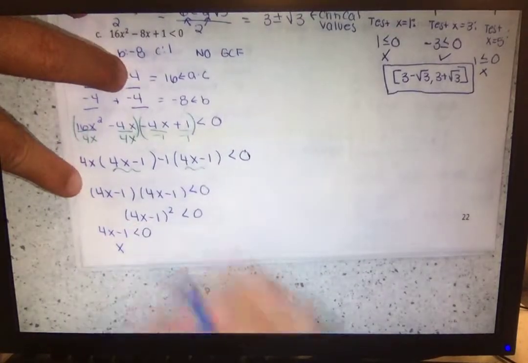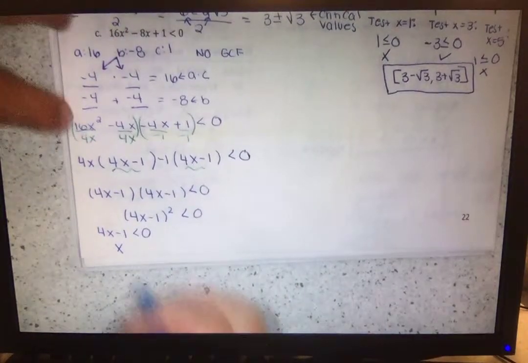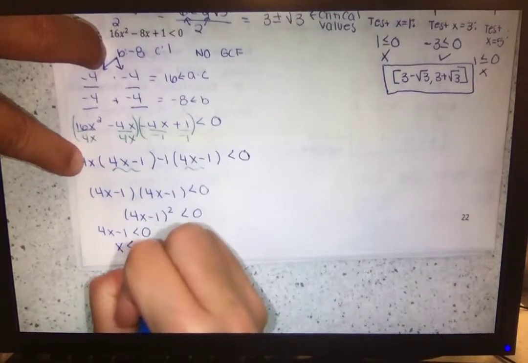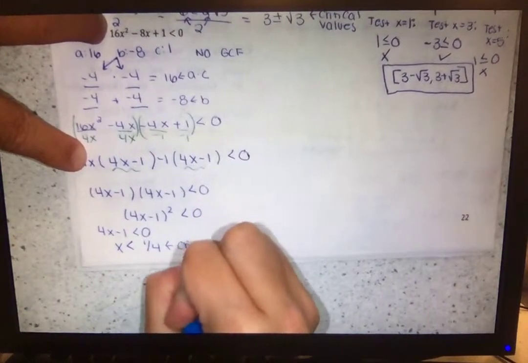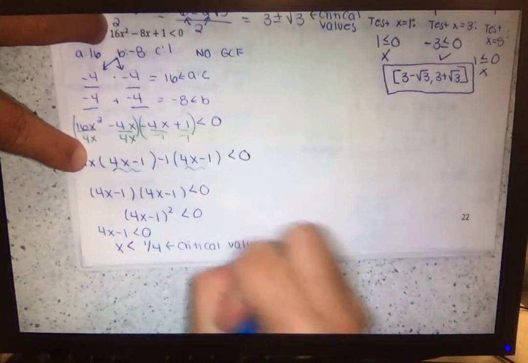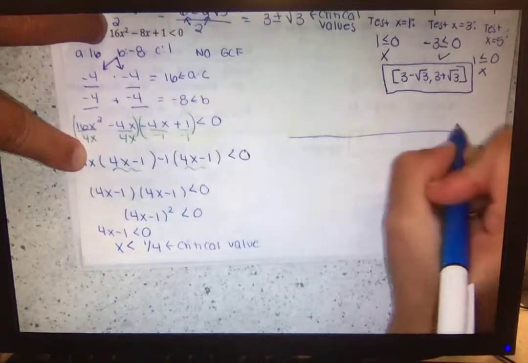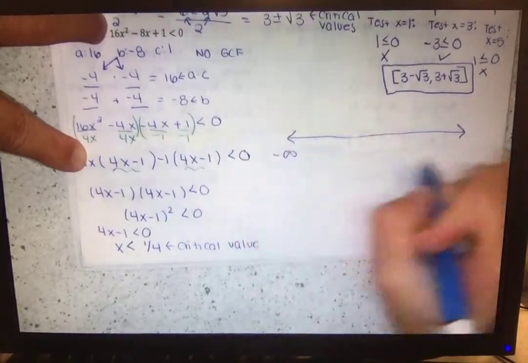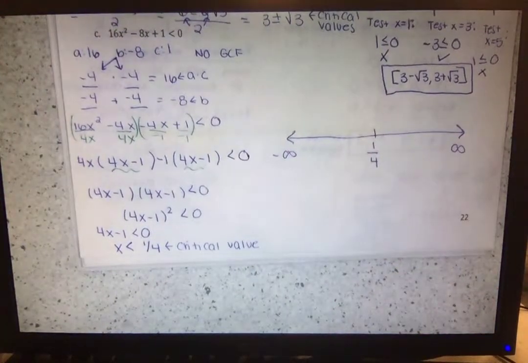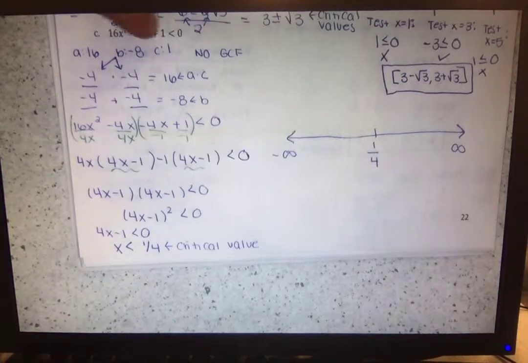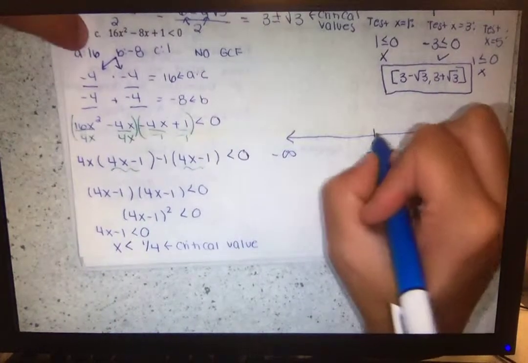Whenever I add 1 to both sides, divide by 4 to both sides, I'll get x equals 1/4. So that'll be our critical value. So it's only going to be 1 critical value on our number line. Our number line still goes from negative to positive infinity. We're looking at 1/4. Is 1/4 included? No, it's just less than. It's not or equals to, so 1/4 is not included.